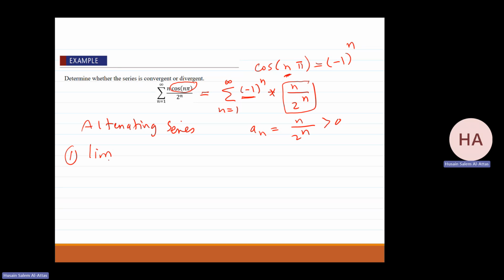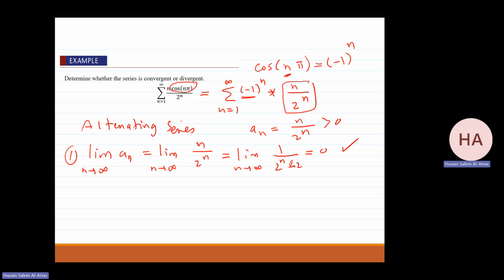The limit of an as n goes to infinity. That will be the limit as n goes to infinity of n over 2 to the power n. That will be infinity over infinity. And that gives me 1 over 2 to the power n ln 2, which is 0. So the first condition is satisfied.